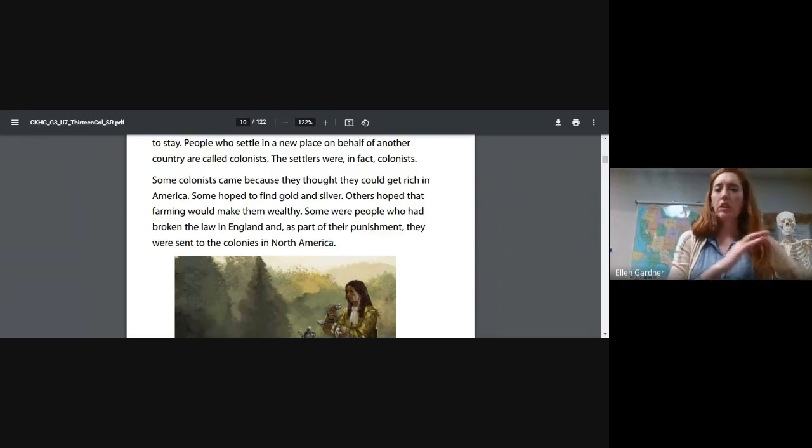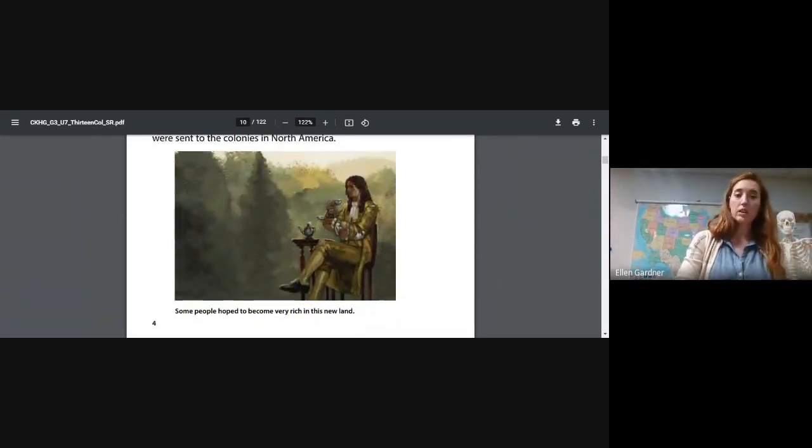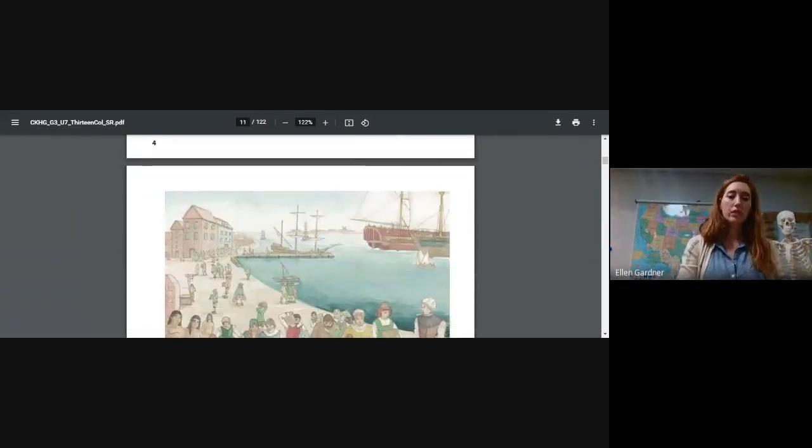So lots of different reasons. Maybe they were very poor before in their homeland. We were thinking there's all of this land and opportunity to get rich from either farming or finding really wonderful natural resources like gold and silver. Or maybe they were punished and sent there. As you can see, this is kind of the dream of what people thought might happen to them as they came to this new land.